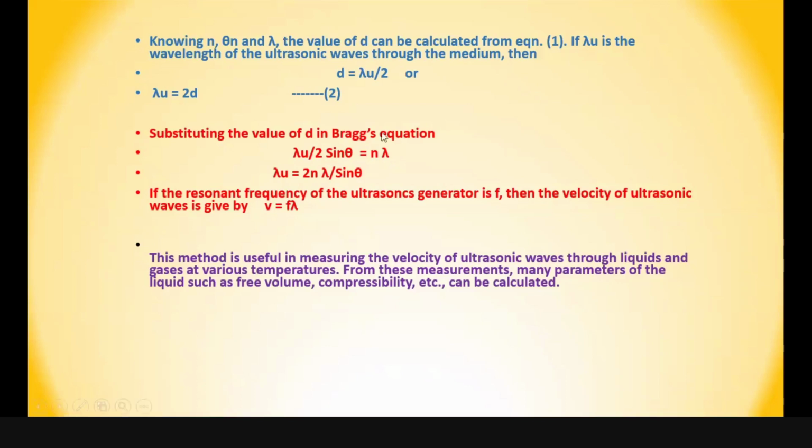So what can lambda u be? That is the wavelength of the ultrasonic waves, 2 n lambda upon sin theta, right? So from this you can find the wavelength, or if you want to find the velocity, v is equal to f lambda, right? So this method is useful for measuring the velocity. We have done the practical in the ultrasonic interferometer, and we have calculated the velocity and also the wavelength of the ultrasonic waves.